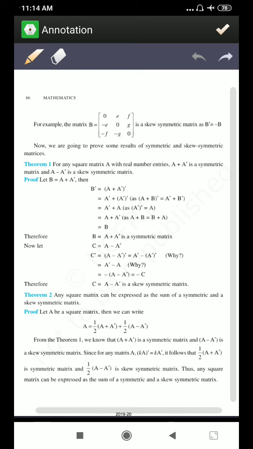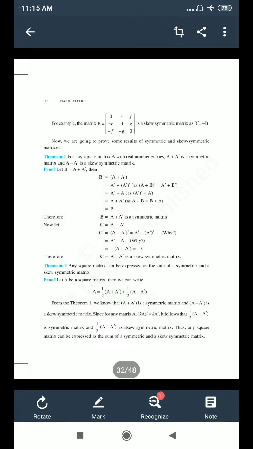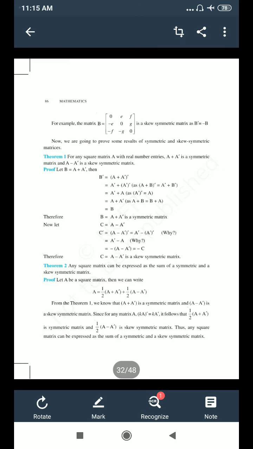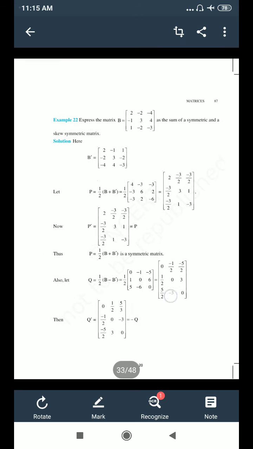Theorem 2 is applicable in many questions in the exercise. We'll use this, and sometimes in the CBSE board examination you can get a question based on this property: how to express a given matrix as a sum of symmetric and skew symmetric matrix. That I will explain. I will explain you the total method.